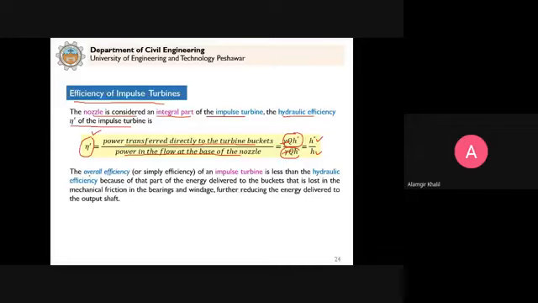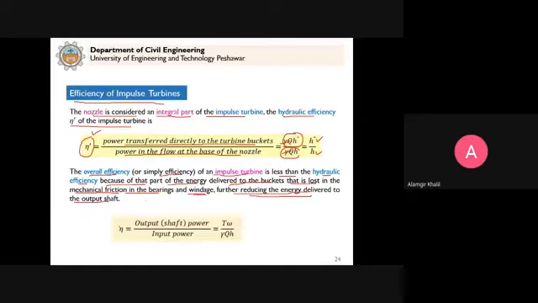Then we have the overall efficiency. The overall efficiency, or simply the efficiency of an impulse turbine, is less than the hydraulic efficiency because of that part of the energy delivered to the buckets that is lost in mechanical friction in the bearings and windage. Because you know the wheel rotates, there will be bearings, mechanical friction, and also windage. Because the huge wheel rotates, there will be some air effect on that, wind effect. So it will further reduce the final output. It will further reduce the energy delivered to the shaft.